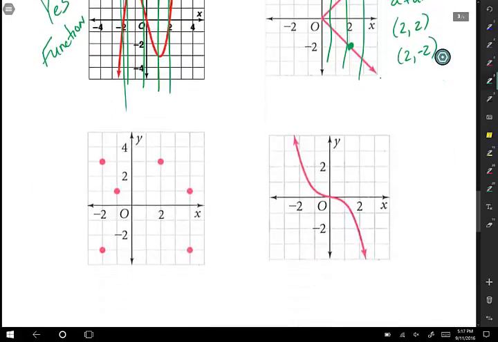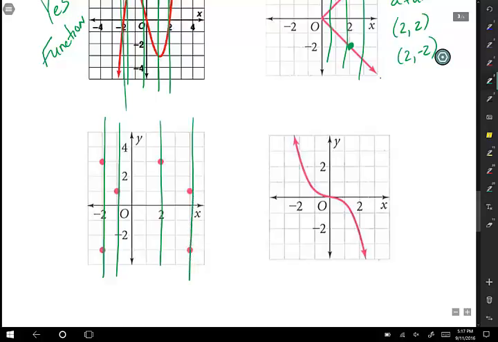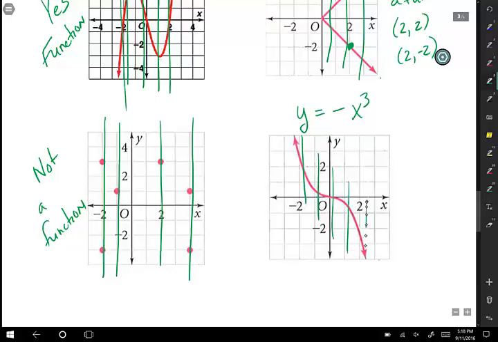Let's look down here at our next one. I'm going to draw a vertical line through my first spot at negative 2, and instantly I see that both at negative 2 and at positive 4, our lines go through 2 different points. And so this one is not a function. Our last one is the graph of y equals negative x cubed. We're going to deal with that in the spring. If we draw vertical lines through here, you'll see that this is a function. So yes, it is a function.